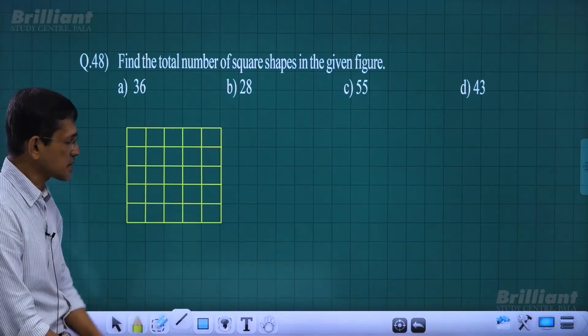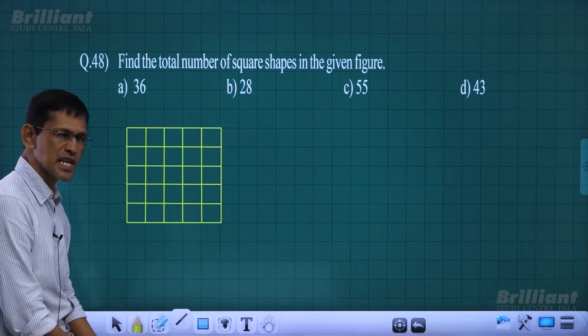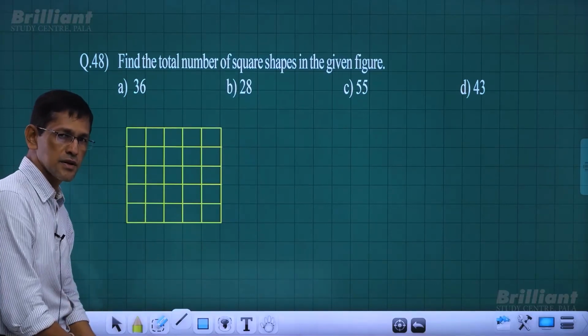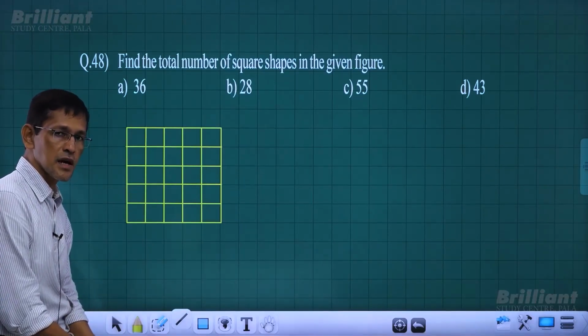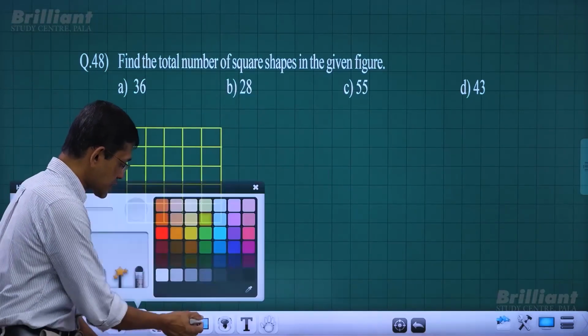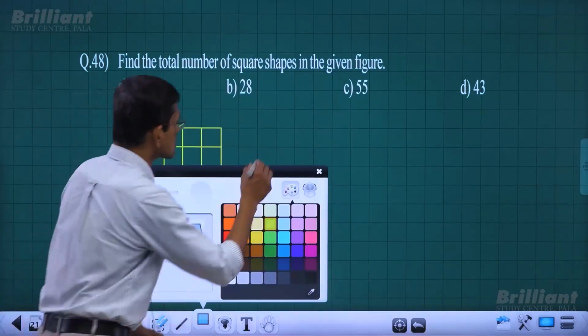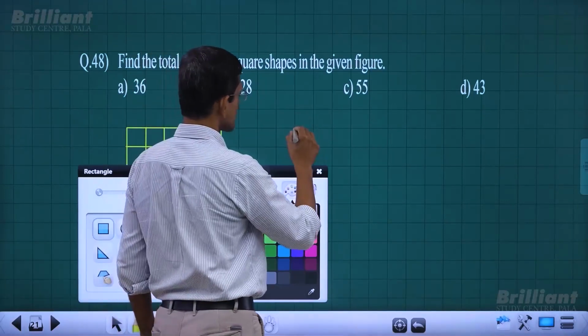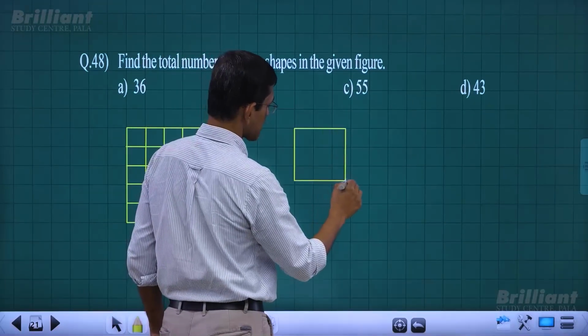Before we play with this one, how about we take a look at a smaller one? At least that will give us an idea how to deal with this kind of question. So let's go for a smaller one here. Let me take a 3 by 3.